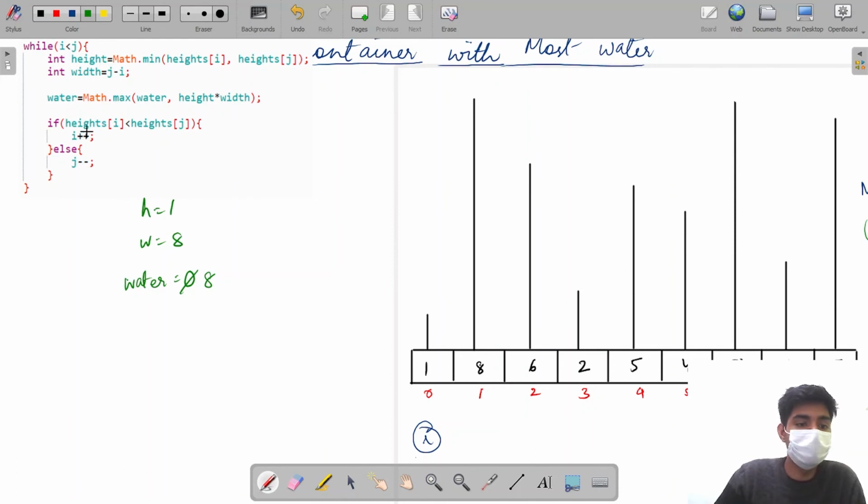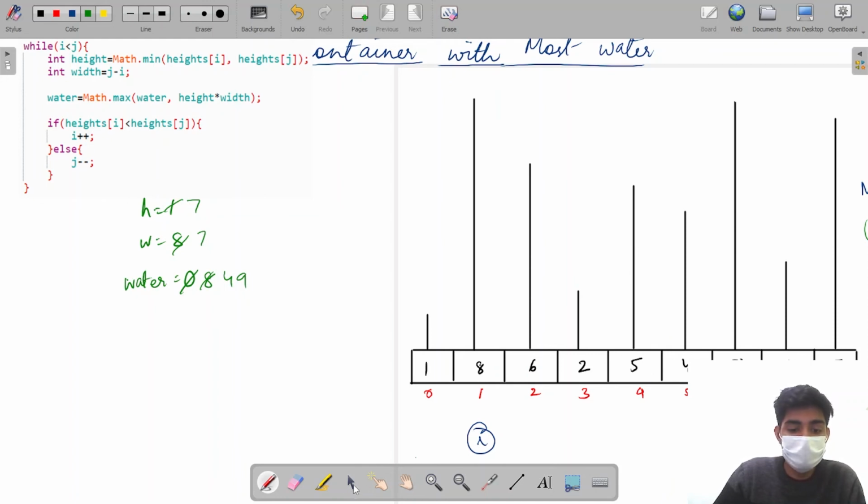Now my heights of i is less than heights of j, right? 1 is smaller than 7. So I will increment my i. Now my new height will be the minimum of the two heights, which is 7. The width will be 8 minus 1, which is 7. So 7 times 7 gives me 49. 49 is greater than 8, so it will change to 49.